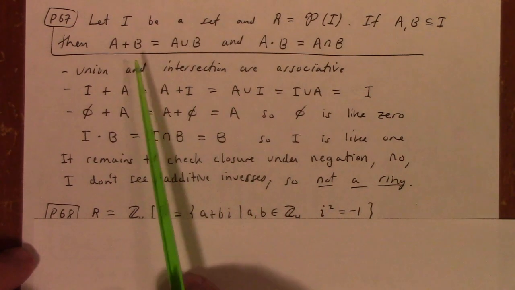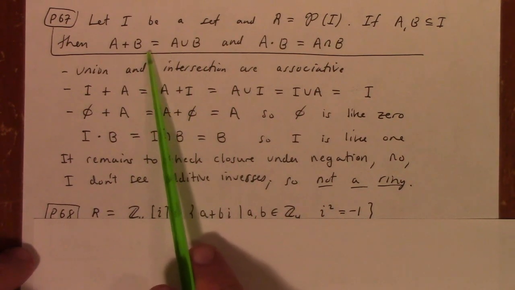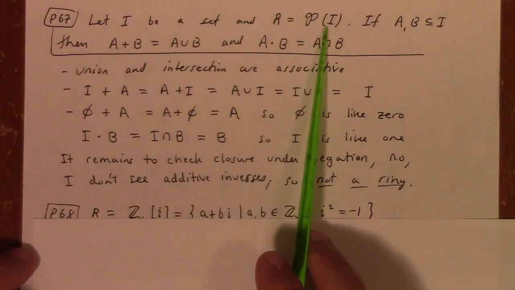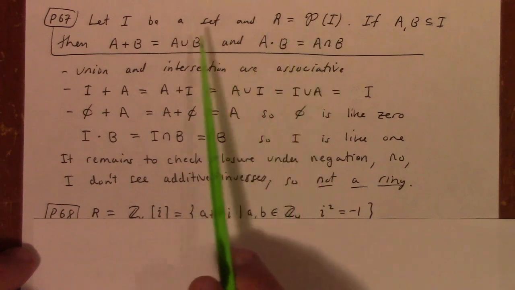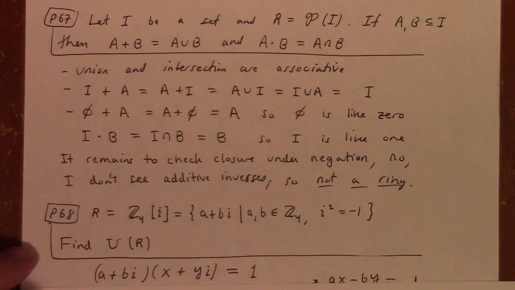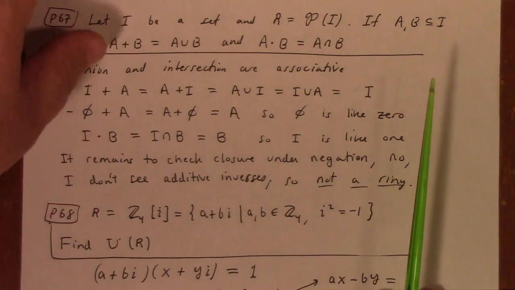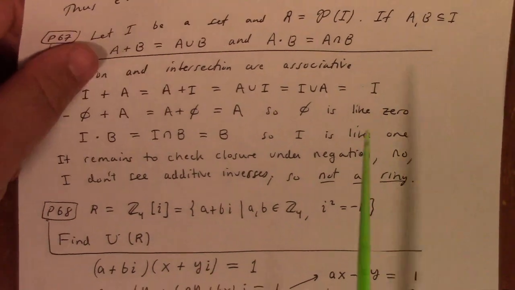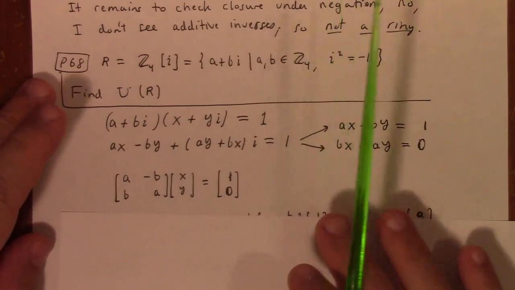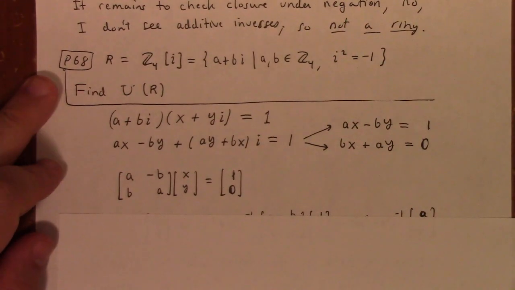Now there is a way to get a ring structure on the power set of a set, but it's not with just union and intersection. I think it's with the symmetric difference, if I recall correctly. It actually defines something called a Boolean ring. An example of a Boolean ring would be the one we had in the last problem, where x squared was equal to x.